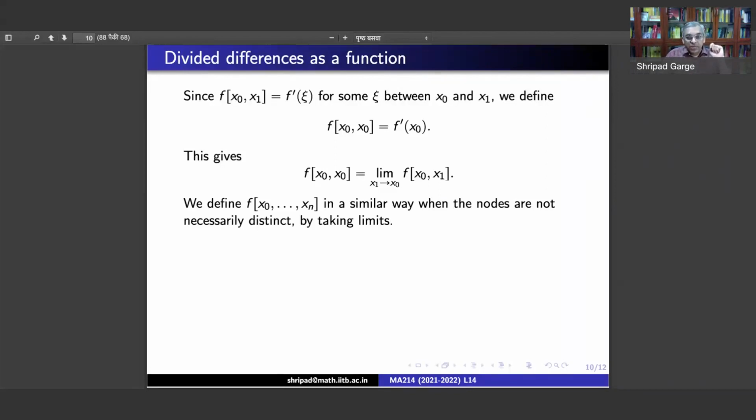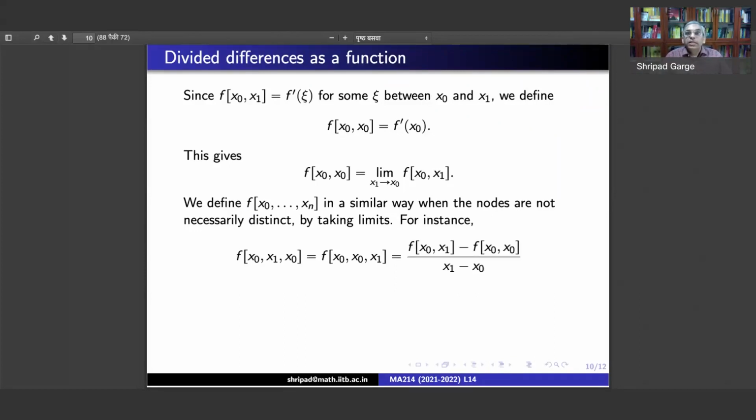And what do I mean by this? For instance, if we are looking at f[x0, x1, x0], we can permute the entries because the order of the entries is not important. So it is f[x0, x0, x1], and then we use our formula: this is f[x0, x1], the second and third nodes, minus f[x0, x0], the first two nodes, upon x1 minus x0. That is our formula for computing the divided differences. But here f[x0, x0] is really the derivative at x0. So this is equal to (f[x0, x1] minus f prime of x0) upon (x1 minus x0). Here we have used the limiting process, because f[x0, x0] is given by our limiting process as f prime at x0.